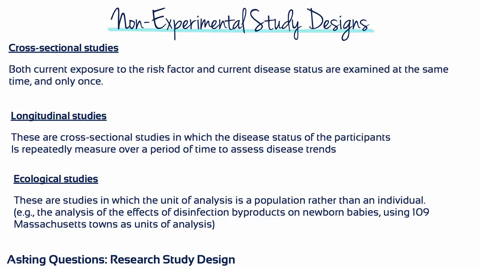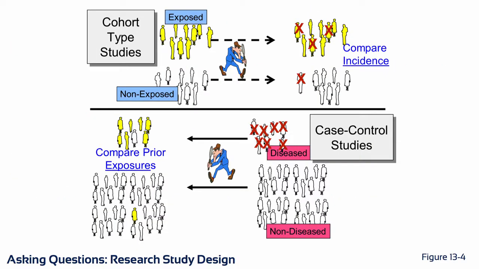Longitudinal studies are cross-sectional studies in which the disease status of the patient is assessed repeatedly over a period of time. This can help to establish disease trends in a population. Ecological studies are studies in which populations rather than individuals are the participants. The next two slides are visual guides to observational study designs.